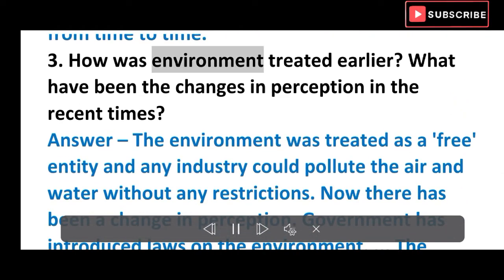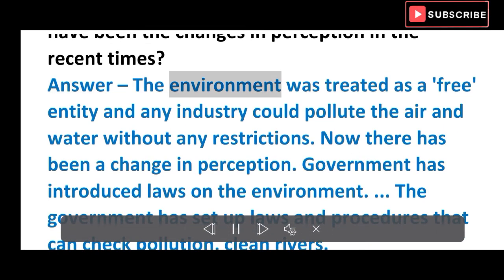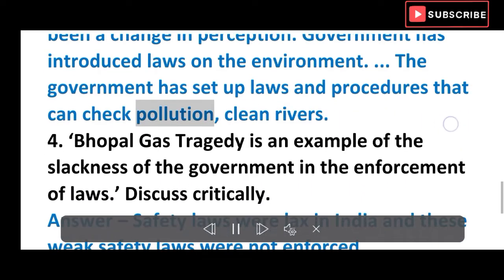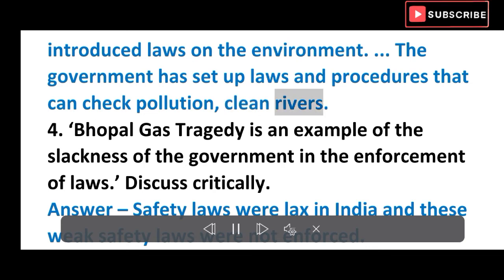3. How was environment treated earlier? What have been the changes in perception in recent times? Answer: The environment was treated as a free entity and any industry could pollute the air and water without any restrictions. Now there has been a change in perception. Government has introduced laws on the environment. The government has set up laws and procedures that can check pollution and clean rivers.